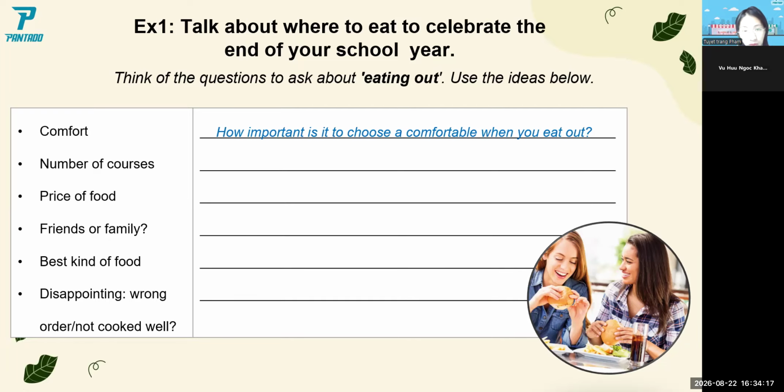How about question number 2? Number 2, about number of courses. How many courses are the best at the special dinner? 2 or 3? How about number 3? Can you give me the questions for this idea about price of food, friends or family, best kind of food, disappointing, wrong order, not cooking well?